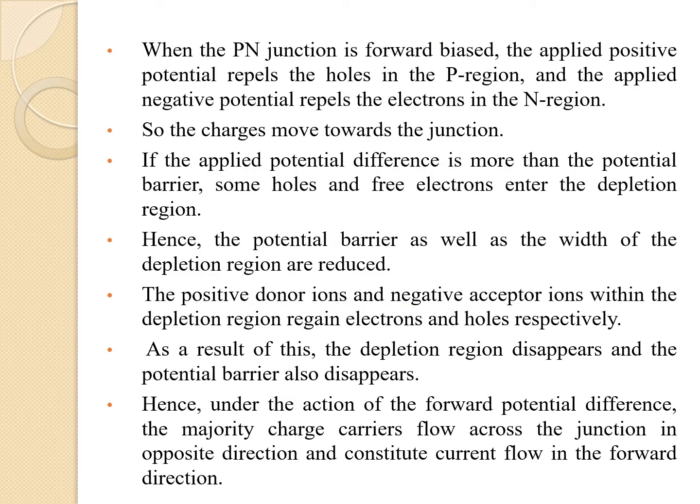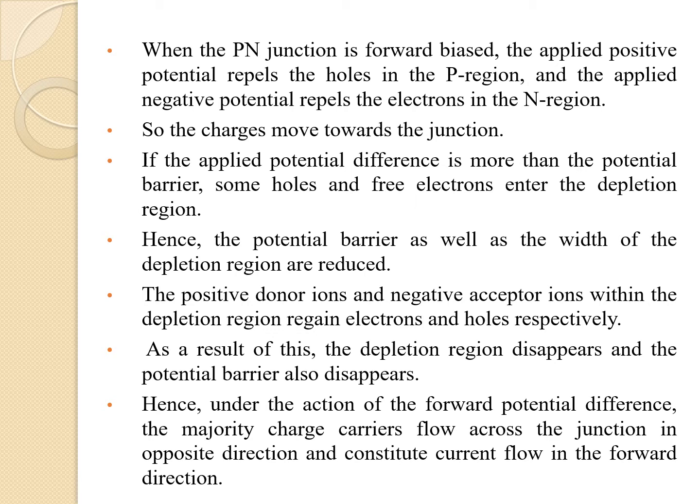When a PN junction is forward biased, the applied positive potential repels the holes in the P region and the applied negative potential repels the electrons in the N region. So the charges move towards the junction. If the applied potential difference is more than the potential barrier, some holes and free electrons enter the depletion region. Hence, the potential barrier as well as the width of the depletion region are reduced.